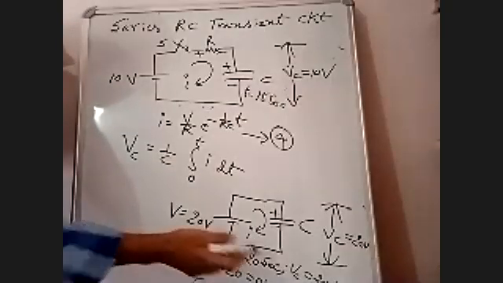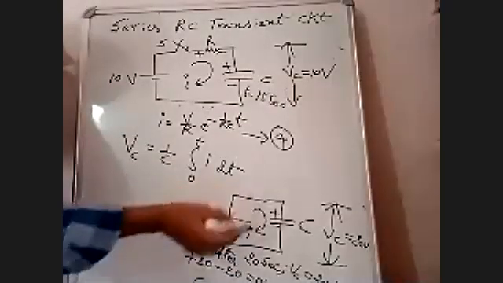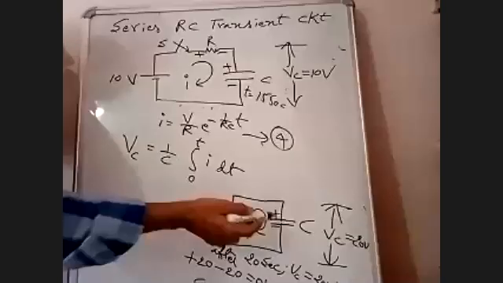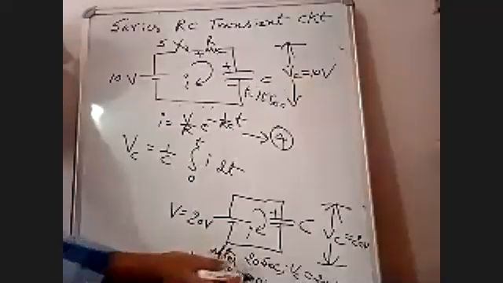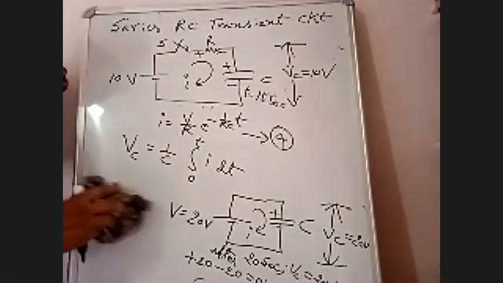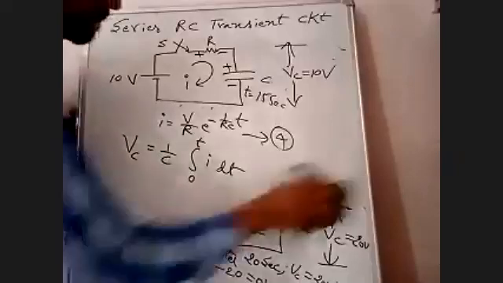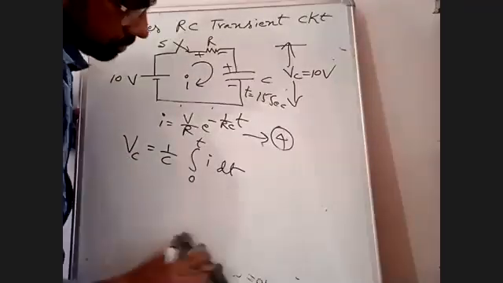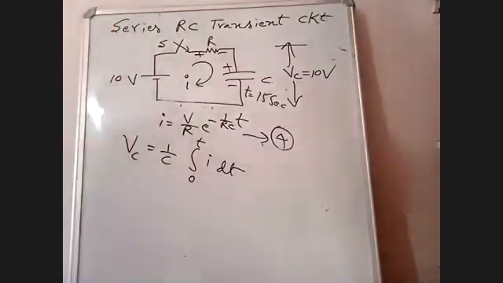0 to 20, because after 20 seconds, what is the voltage here? Plus 20 minus 20 is 0. If the voltage is 0, your current is also 0. That's why I'm taking the limits 0 to t.